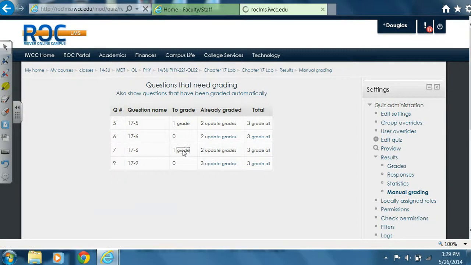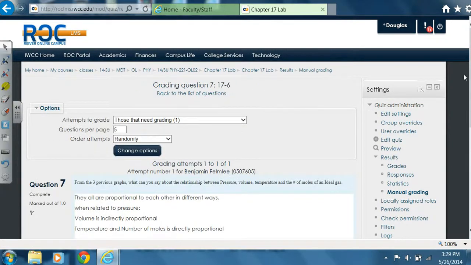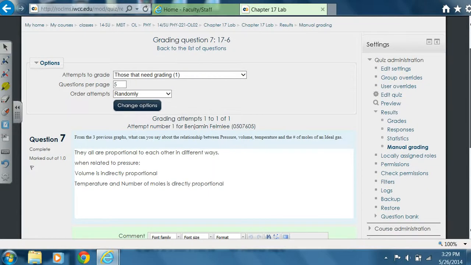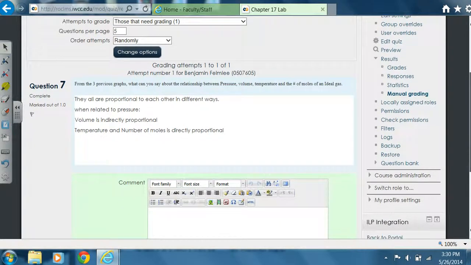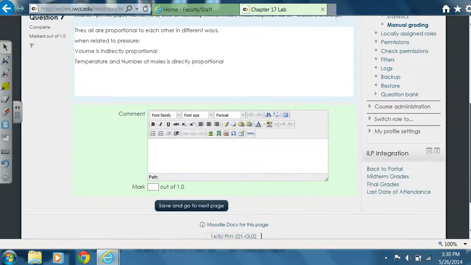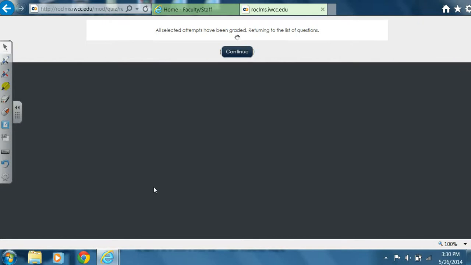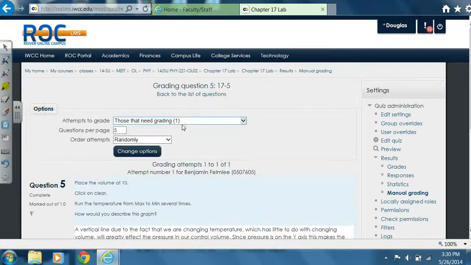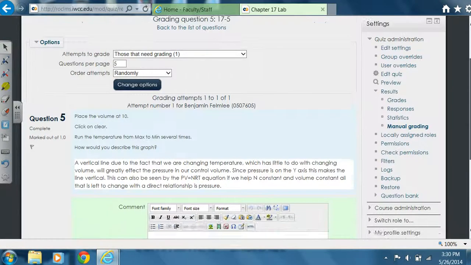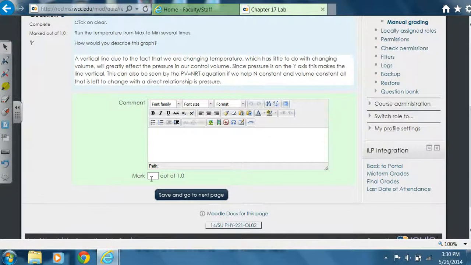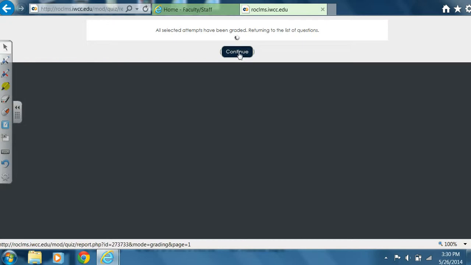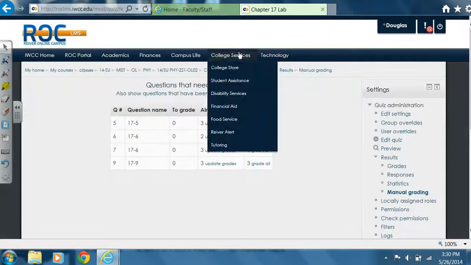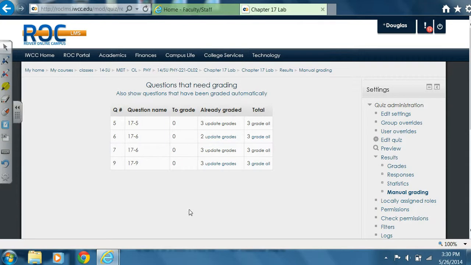And then we'll grade the next guy. This is reiterating that when you get done with this graph, it shows you that PV is equal to nRT. And so that's close enough. We'll give that 1 point. And then we'll grade this guy. It's a vertical line, so a vertical line is also correct. Okay, so now I have nothing to grade.